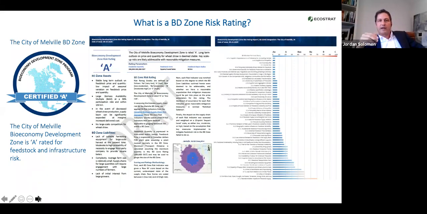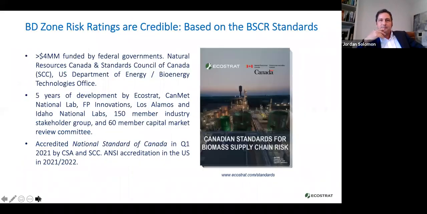So let's talk about why it's credible. Jake, if we can have the next slide. It's credible because these BD zone designations are based upon the BSCR standards, the Canadian standards for biomass supply chain risk. Because the ratings are based upon the BSCR standards, this gives a BD zone rating unassailable credibility with the capital markets. And where does that credibility come from?